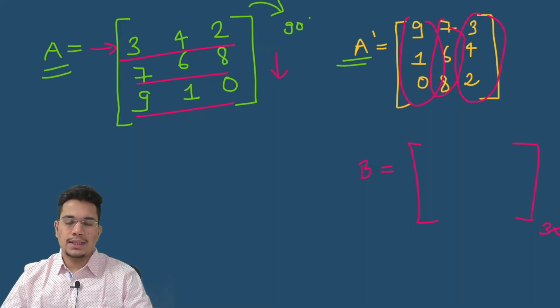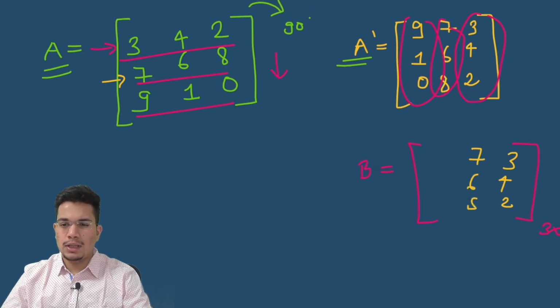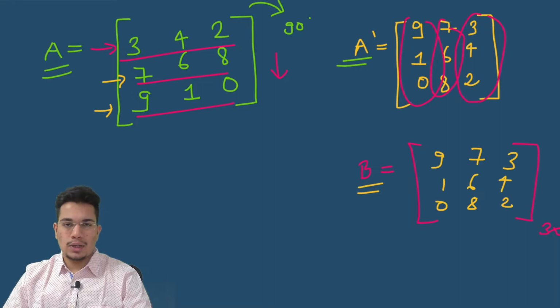So essentially in this case, we iterate towards the first row 3, 4, 2, we store it as the column here 3, 4, 2. Then we iterate over the second row 7, 6, 8, so we store it as the second column, and then for the third row we store it as the third column 9, 1, 0. And so this B matrix is now our result, and we can simply return this matrix as our rotated version of the original matrix.